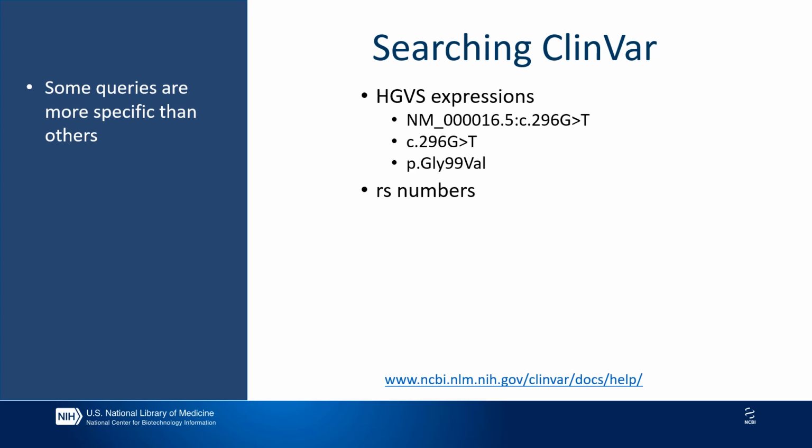Searching ClinVar with rs numbers is a good thing to do. rs numbers are fairly specific, but they are not allele specific. So it's important to remember that the rs numbers in dbSNP represent a kind of variation at a location. So they always represent the reference allele and one or more alternate alleles. And we may have both the reference and the alternate or more than one alternate allele in ClinVar. So you may get back more than one result if you search ClinVar with an rs number.